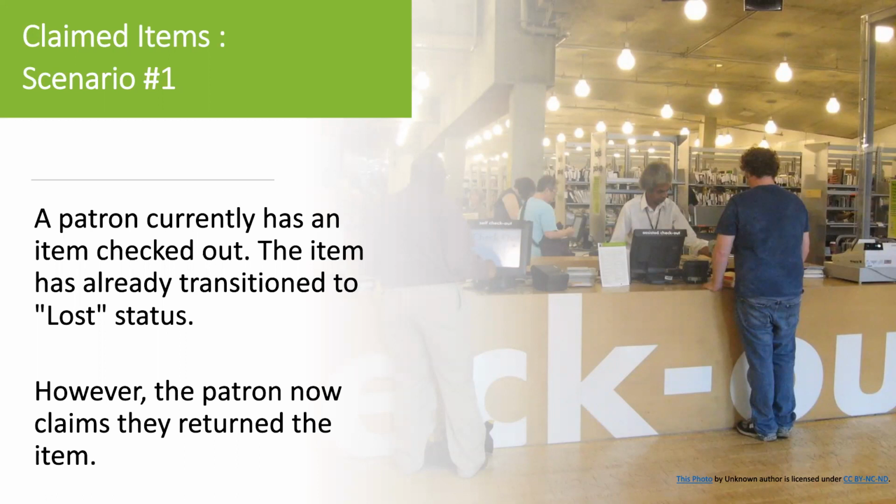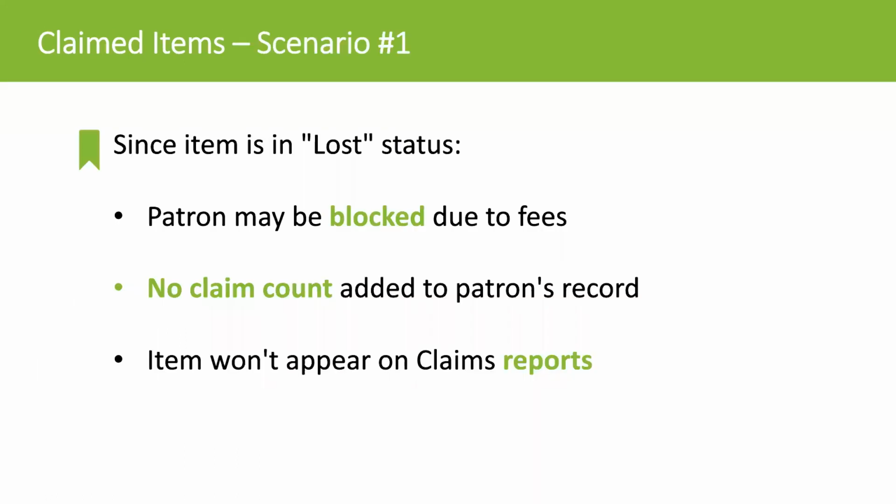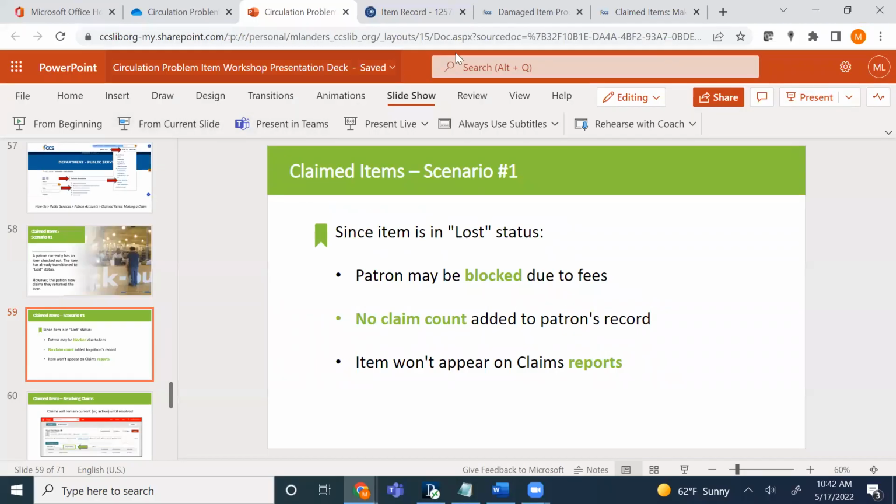So your library is going to follow your local practice, whether it's looking for the item now or later, filling out local paperwork if you use it. But one difference in this situation is that the item is currently in lost status. So there's a couple different things that happen. One major thing that you might want to consider here is that no claim count has been added to the patron's record yet. So at your library, this may be okay, may fit in with your local procedure. You may have a workflow in place to handle these situations.